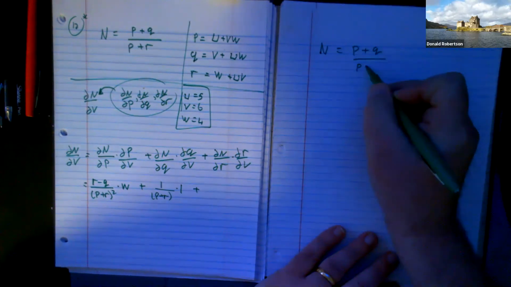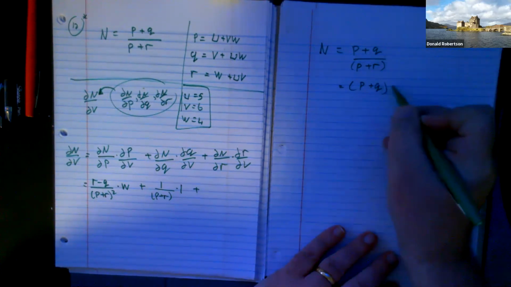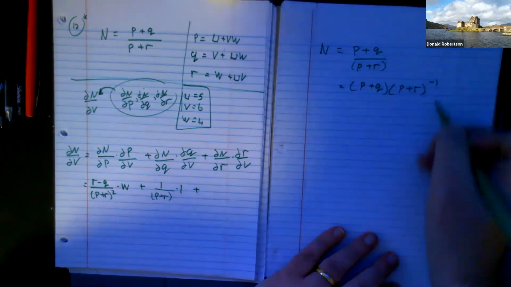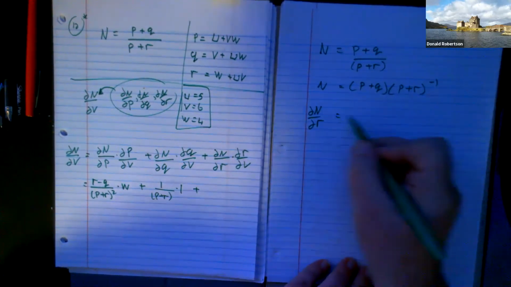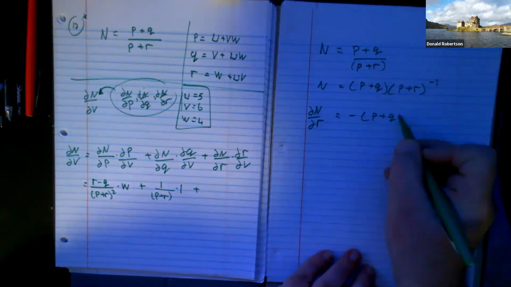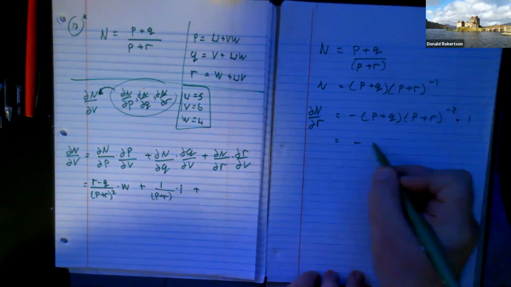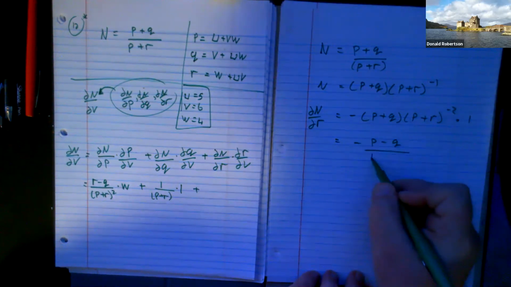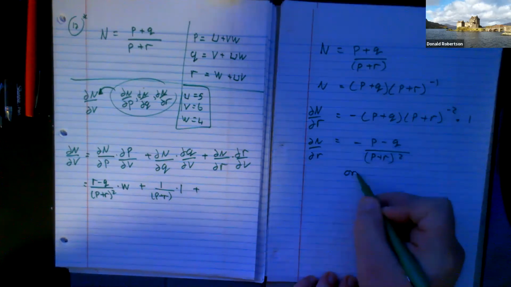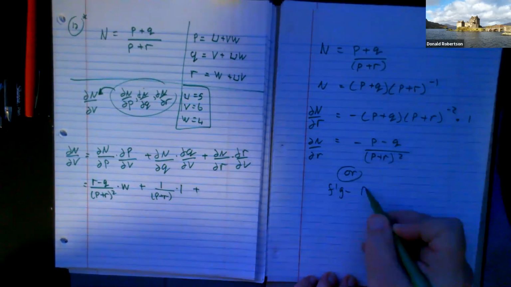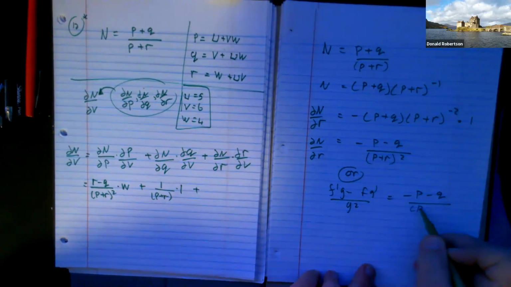Now, there's only one place where the R is. It's on the bottom. So I could call this guy that fella, which means if I want to find the derivative with respect to R, I could multiply by the power, reduce the power by 1, and then times it by 1. In which case, I could get that. Or I could do the chain rule. And if I did, I would still get that.